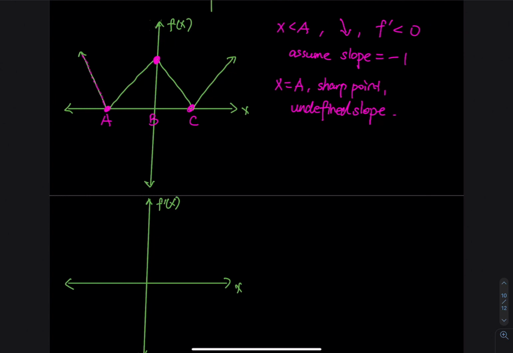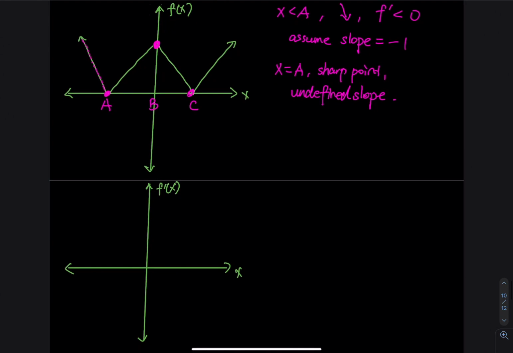All right, so when x is less than A, the slope is negative 1. Assuming that this is negative 1, we can just assume that right now. So we have a horizontal line, right? But at A, we have to leave that as an open circle. So the slope is always negative 1 because the graph of f is a straight line.